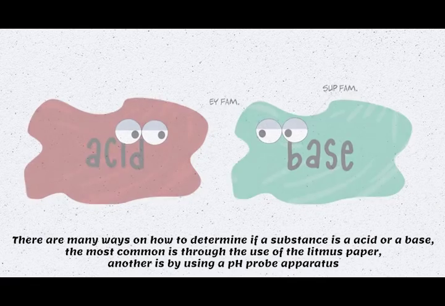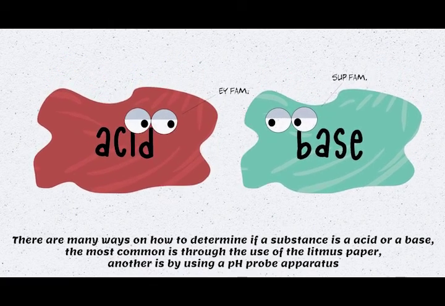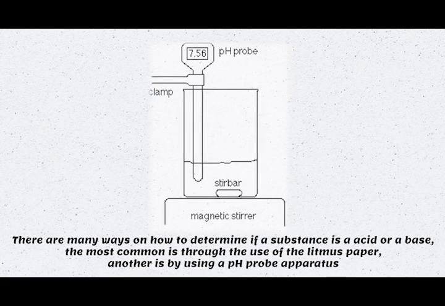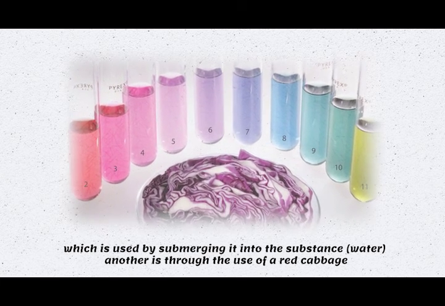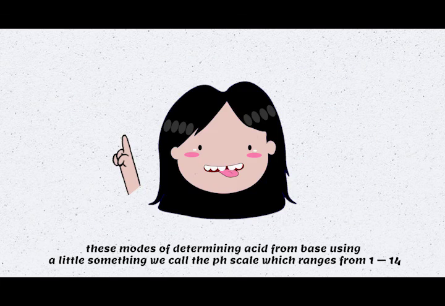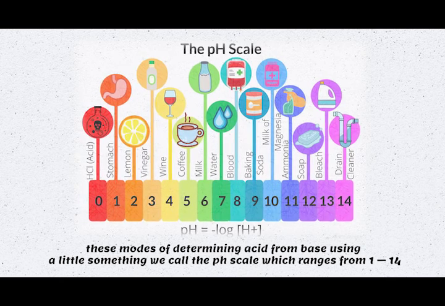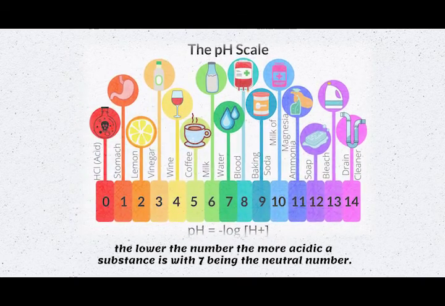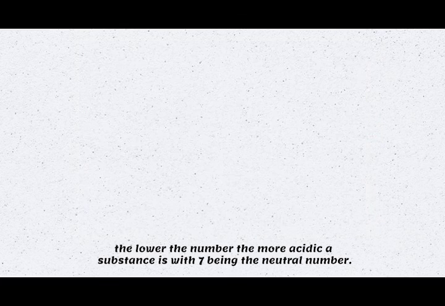There are many ways to determine if a substance is an acid or a base. The most common is through the use of litmus paper. Another is by using a pH probe apparatus, which is used by submerging it into water. Another is through the use of red cabbage, really organic, right? These modes of determining acid from base use a little something we call the pH scale, which ranges from 1 to 14. The lower the number, the more acidic the substance, with 7 being the neutral number.